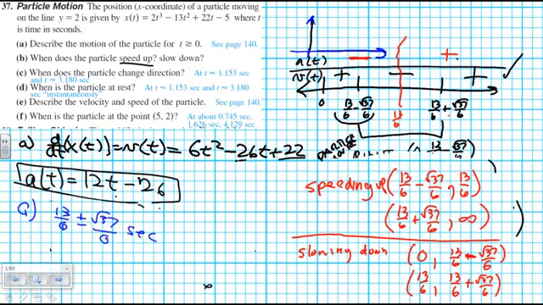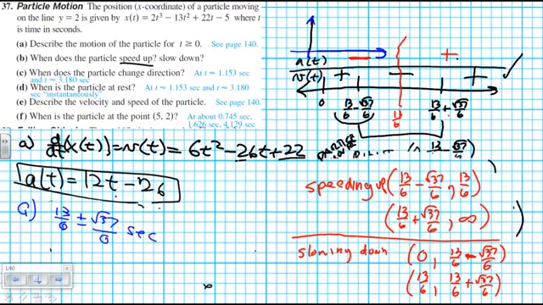It's fine. Okay. When is the particle at rest? At the same places, because the only place it can change direction is if it goes to 0 first. So C and D, you can see it has the same answers.